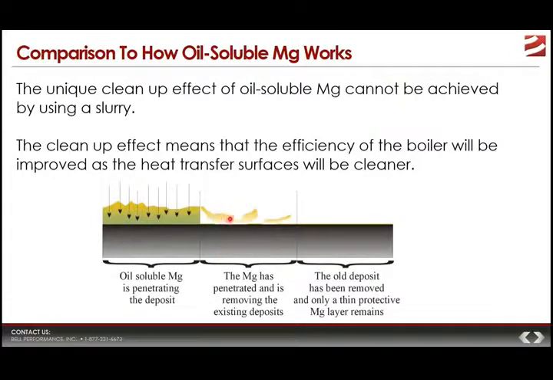Once the magnesium is penetrated, it then works to remove the existing deposits. And then over time, most of the old deposits, as you saw in those previous pictures, will fall off because their melting points have been changed, their physical characteristics have been changed. They're no longer hard, sticky, semi-liquid. They're now dry and friable, and they tend to fall off on themselves. And what you get is a highly advantageous cleanup effect.